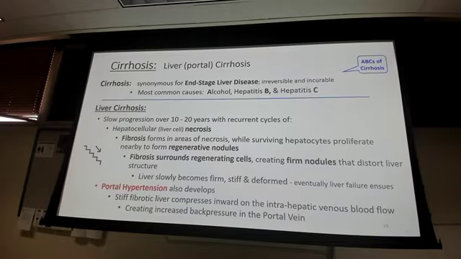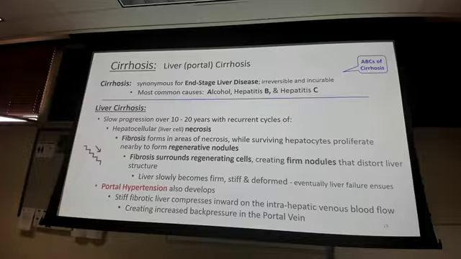Okay, cirrhosis. This is what you'll probably see more often. So cirrhosis just means that there's liver inflammation, liver scarring, fibrosis, damage, right? When somebody says that they have end-stage liver disease, they're saying they have liver cirrhosis. That's what that means. The most common causes of liver cirrhosis are alcohol, hepatitis B, and hepatitis C. So with liver cirrhosis, it takes a while for this to happen, right?